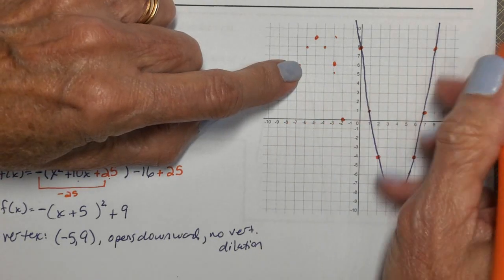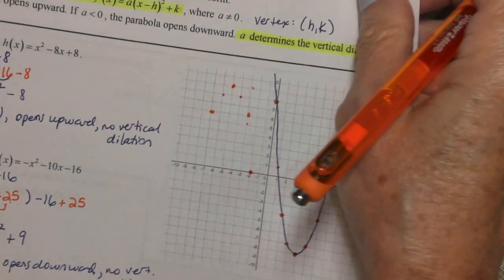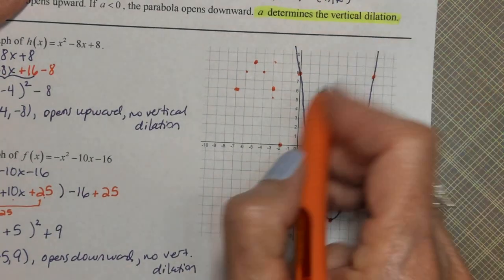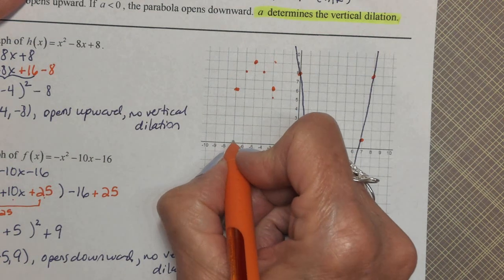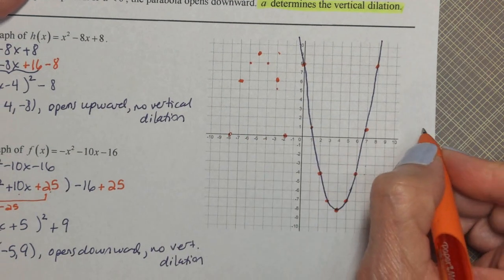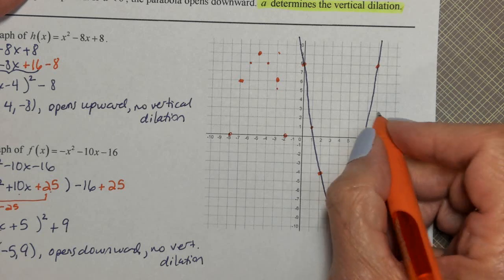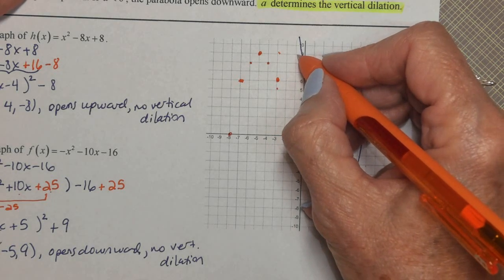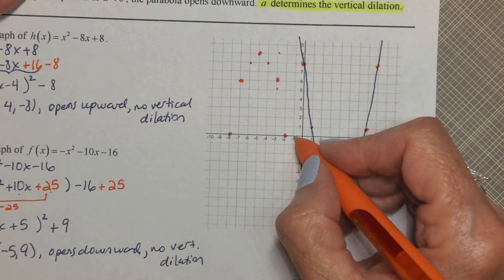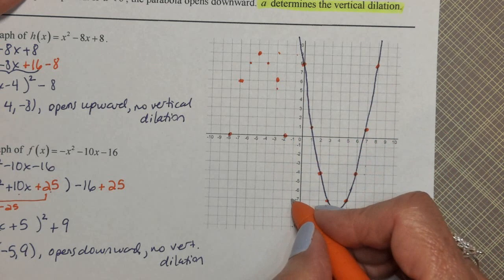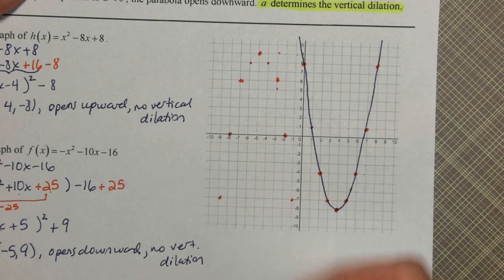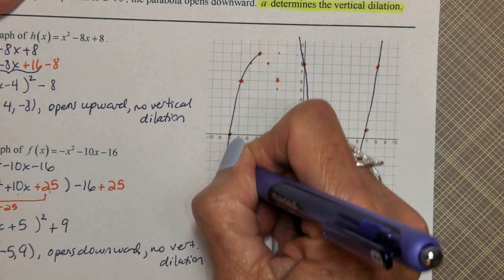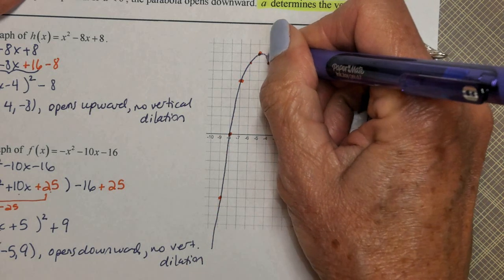Goodness. I have a feeling I'm bleeding through. Okay. On both sides like that. Okay. Over 4, down 16. So there's 9. So I need to go another 7 on both sides. And that's good enough. And go ahead and draw our parabola.